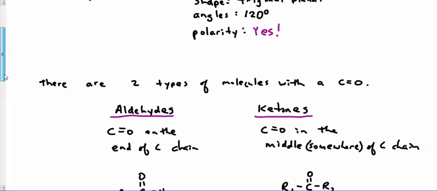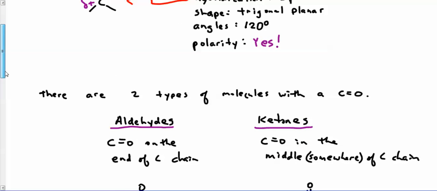There's two types of molecules with a C double bond O: aldehydes and ketones. In an aldehyde, the C double bond O is on the end of a carbon chain, and with a ketone, the C double bond O is somewhere in the middle of the carbon chain. And I'm not exactly sure why they needed to have two different classes of molecules, but they do.